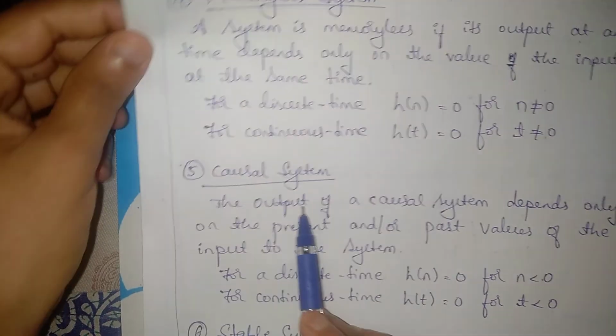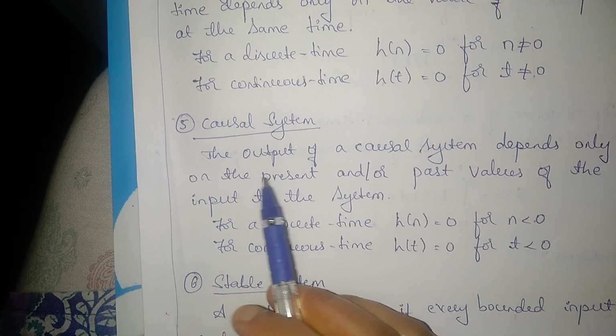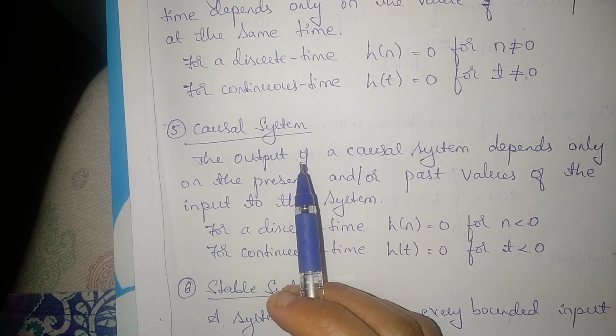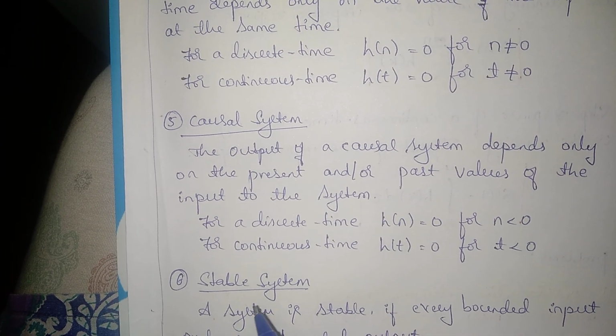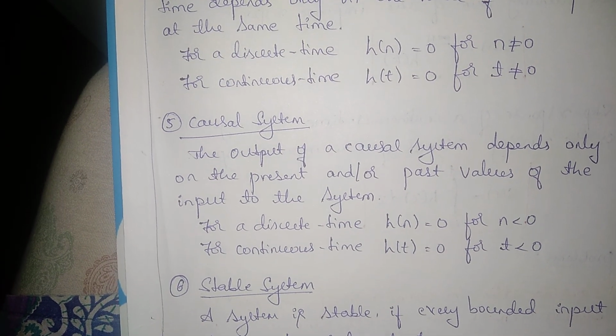So causal, next system is causal. We can say that the system is causal if it only depends on the present and past values of the input. It should not depend on future values.